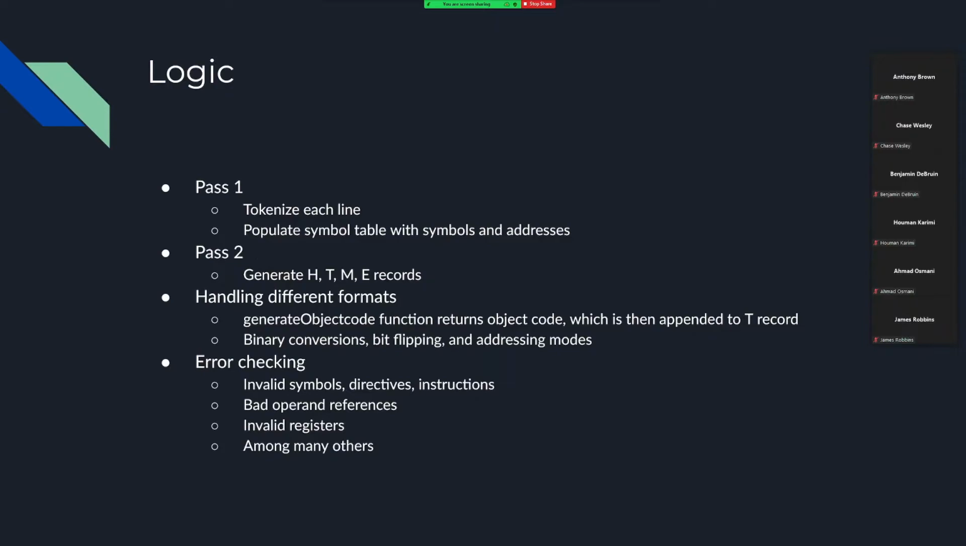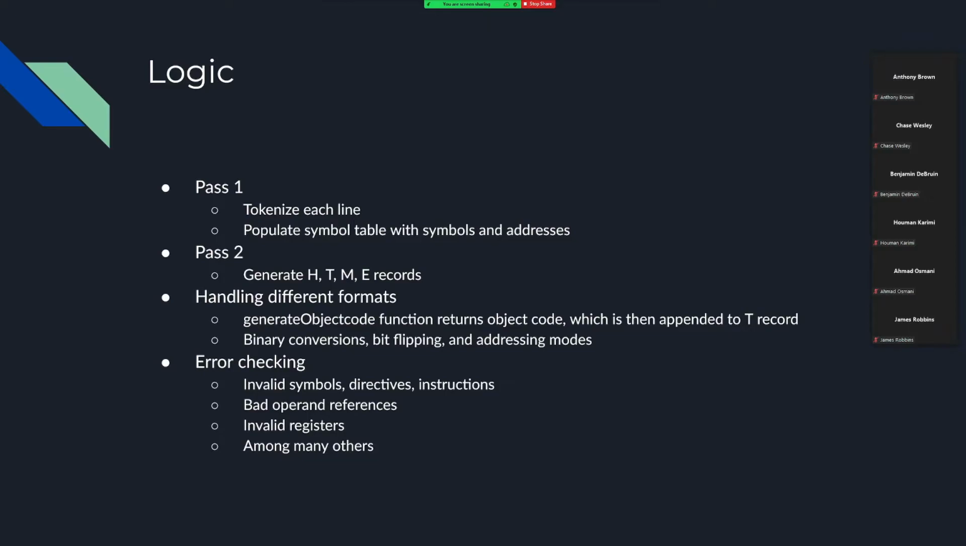Okay, so generally for SIC XE, pass one is still the same. It still populates the symbol table with the symbol and addresses, and it tokenizes each line as we go through. The majority of the work that we did was the changing of pass two. Generating H records and E records is generally the same. Most of the work we did had to do with T records and M records.